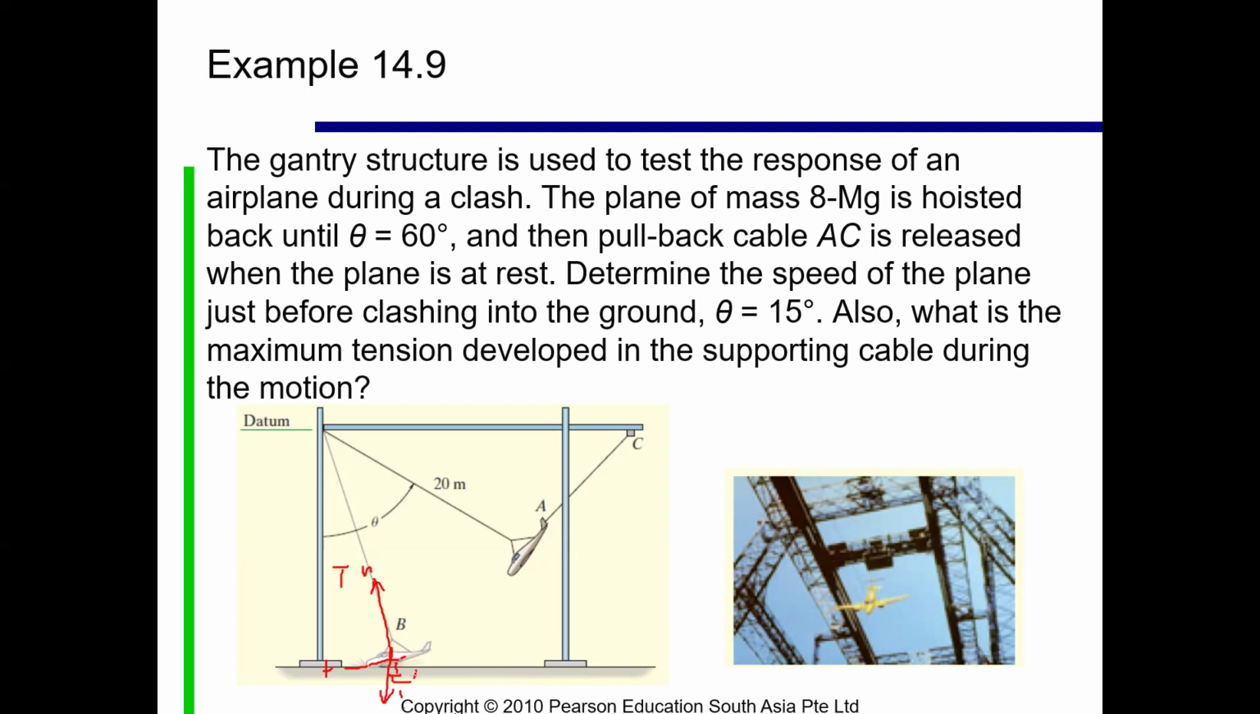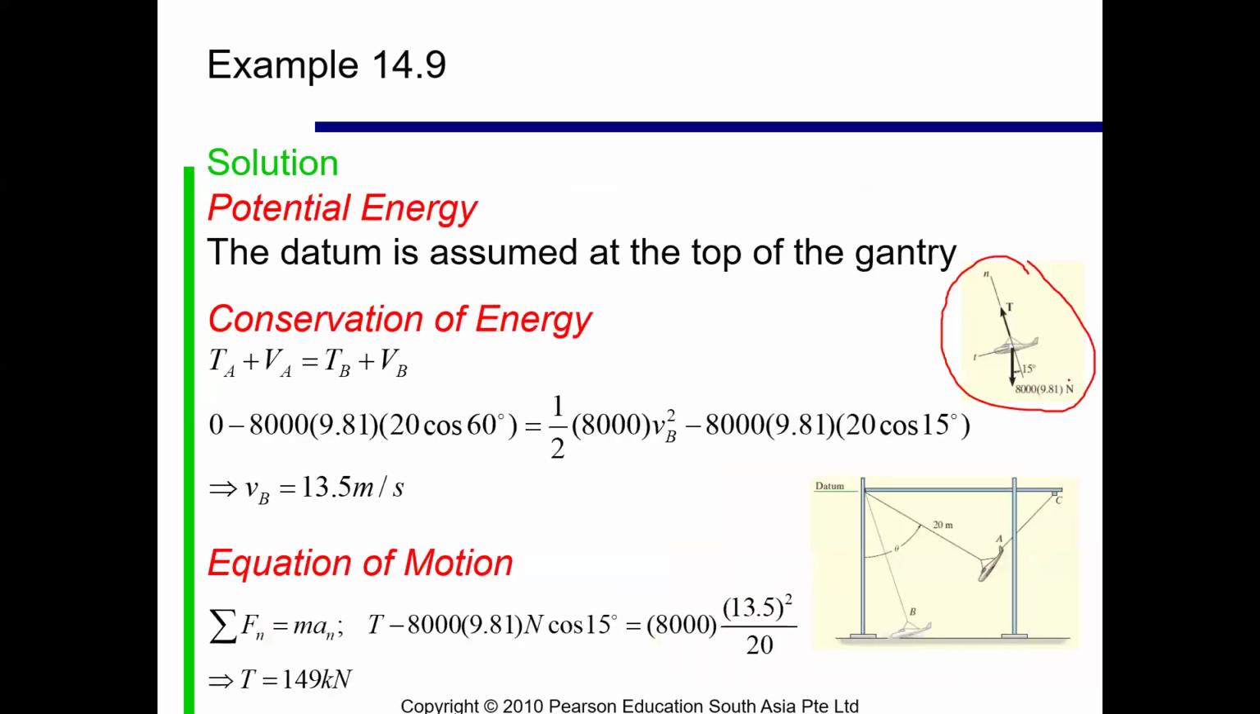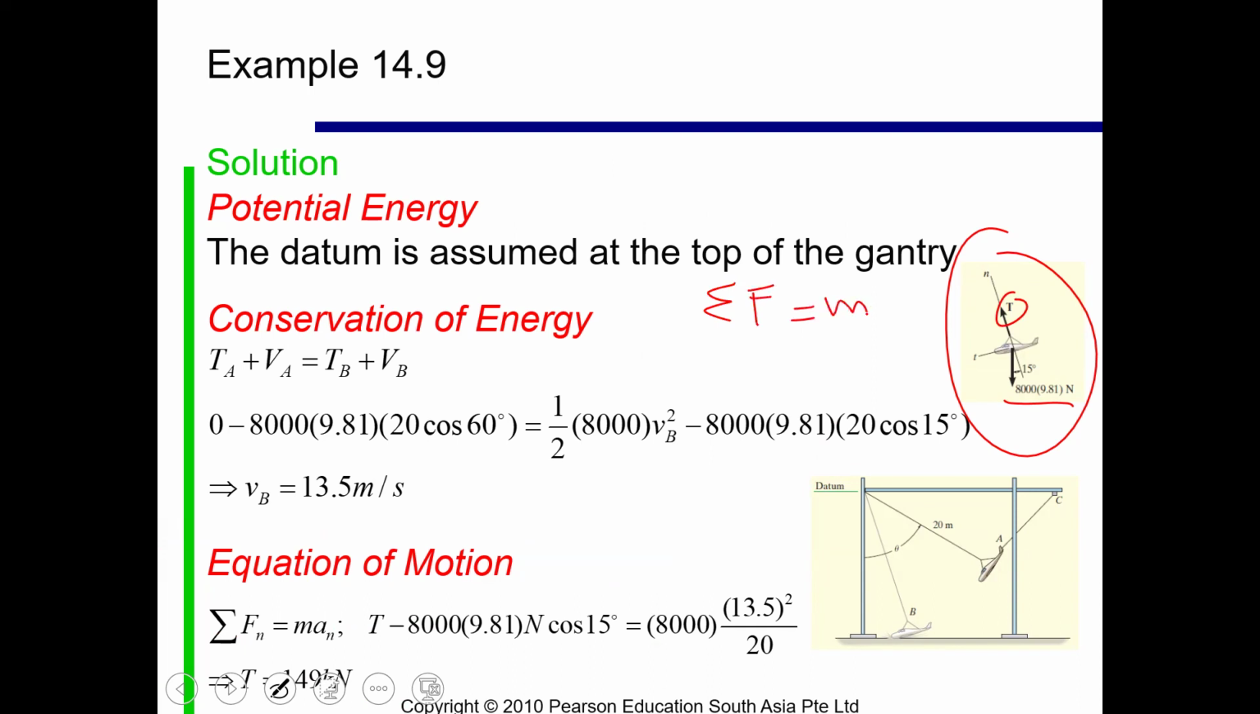This is angle 15. So when you redo it, because you have the velocity at B, the free body diagram will look like this. This is the free body diagram, right? Weight is acting downward, 8,000 times 9.81. Angle is 15, T is there. What you do, you put F equals ma in the normal axis, right?